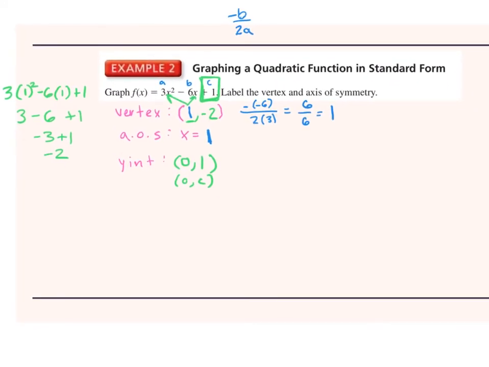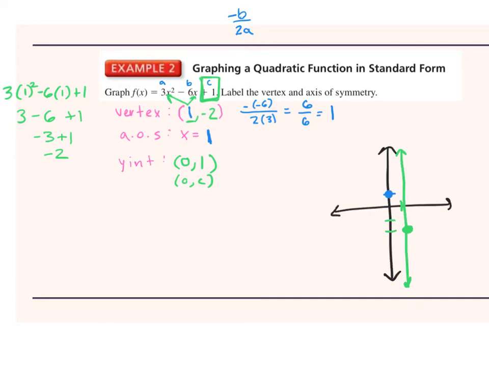Now we can go to our graph. So first thing we're going to do is graph our vertex. We need to go to the right 1 and down 2. So that's the point of our vertex. Our axis of symmetry goes right through that point. And then we can graph our y-intercept as well, which is 0, 1. So we stay at 0 and go up 1.